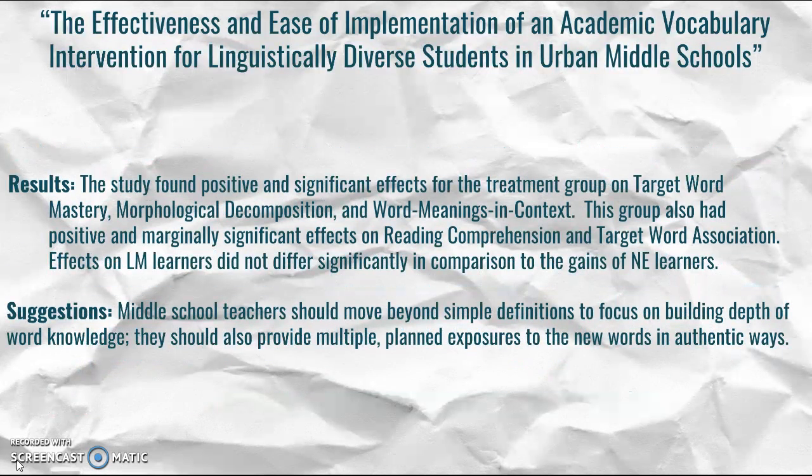The study revealed positive and significant effects of the program on the treatment groups for 4 vocabulary characteristics: mastery, which is the definition; morphological decomposition, which is the different forms of the word; and word meanings in text, which is comprehension of the word in the context of the text. The treatment group also showed positive and marginally significant effects on reading comprehension and target word association, which is other words that could be associated with the target word. This study found that these positive effects did not differ significantly between LM learners and NE learners because all students improved their scores somewhat equally.